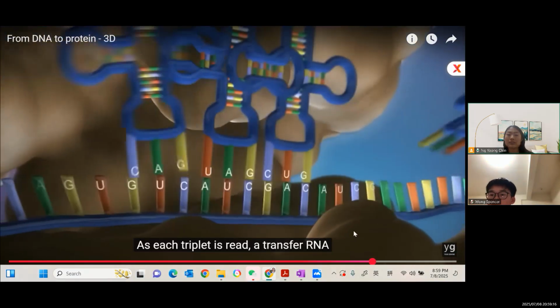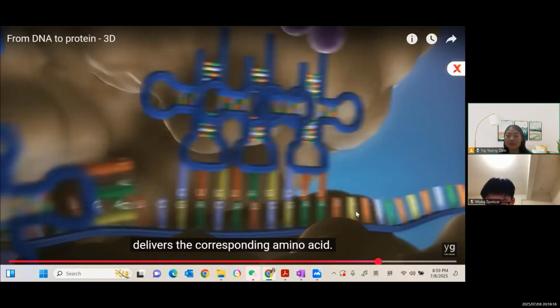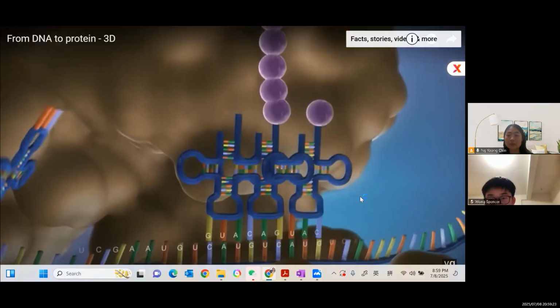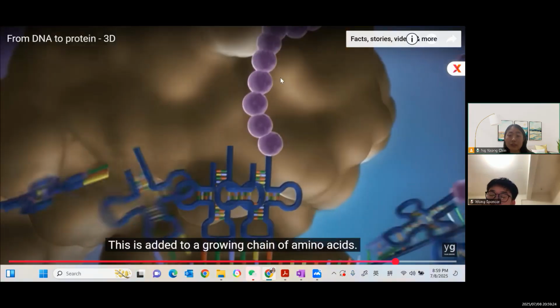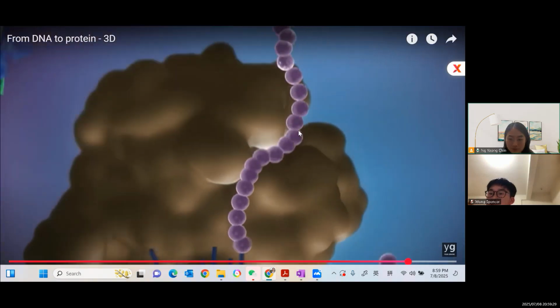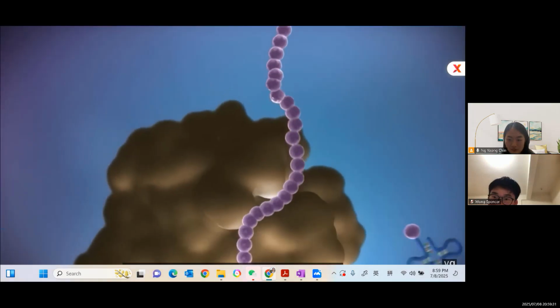As each triplet is read, a transfer RNA delivers the corresponding amino acid. So this we call a polypeptide. Each amino acid is added to a growing chain of amino acids.